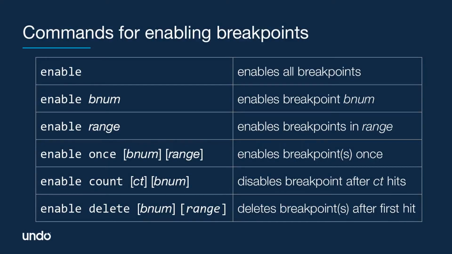Enabling breakpoints is done through the enable command. This is similar to delete in the sense that it works with the breakpoint numbers, ranges, or without any argument. Different from delete, enable accepts three special arguments. With once, the debugger will enable breakpoints until they are hit for the first time, then will disable them. With count, the debugger will enable the specified breakpoints after they are hit for a given number of times. While with delete, the debugger will transform the breakpoints into temporary ones, which will be deleted after they are hit for the first time.